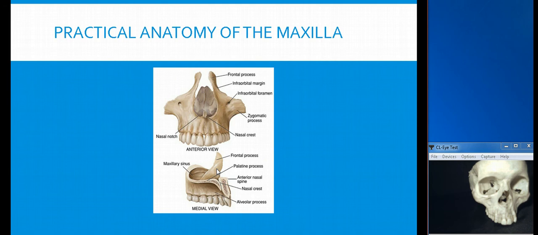So now we're going to talk about the anatomy of the maxilla. The maxilla has its own unique challenges, especially in the anterior of the maxilla. When we talk about the placement of the implant, later on we'll talk about the SAC classification and when you should be ready for tougher and harder cases.